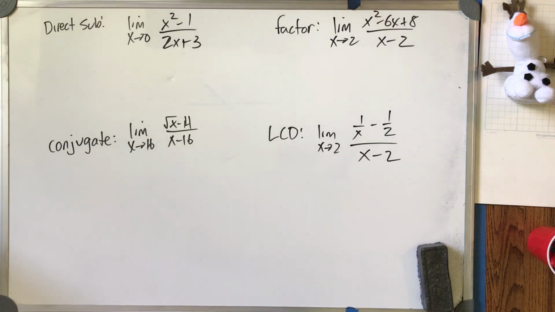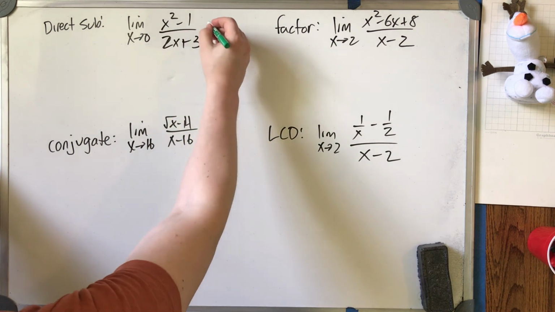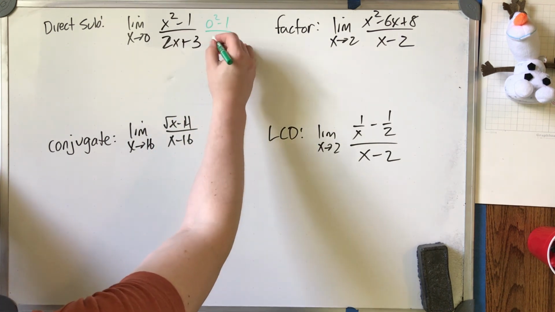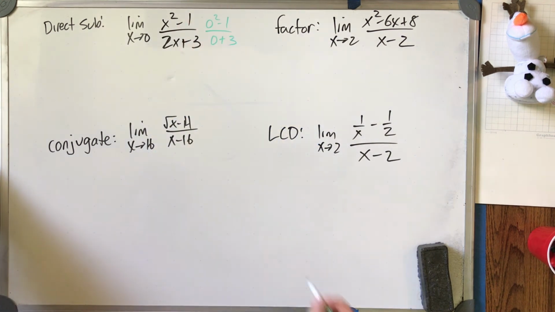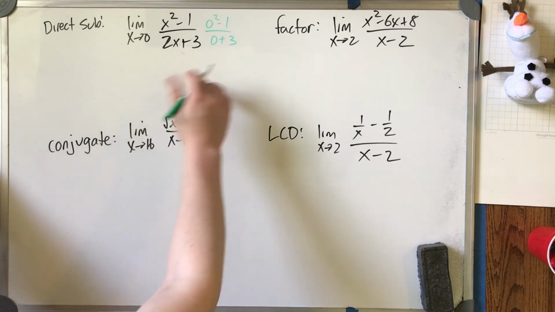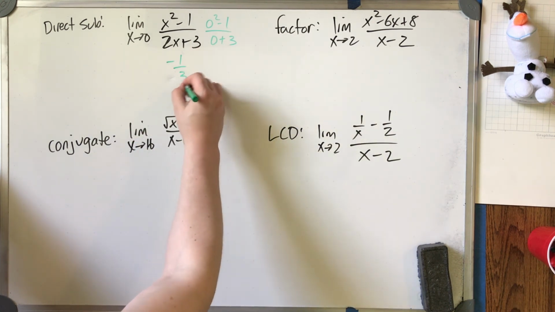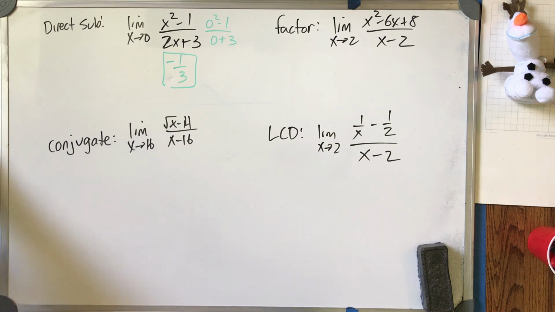So here we have 4 examples that just go over the 4 main ways of solving limits algebraically. So first is always direct substitution. We always try to direct substitute before we do anything else. So if I direct substitute into here, I will get 0 squared minus 1 over 0 plus 3. So I don't get any domain restrictions, so that means that direct substitution works, and I'm left with negative 1/3. So that's what this limit will equal.